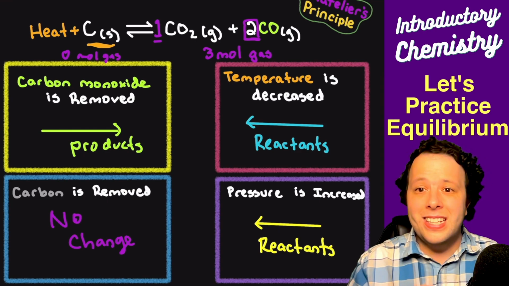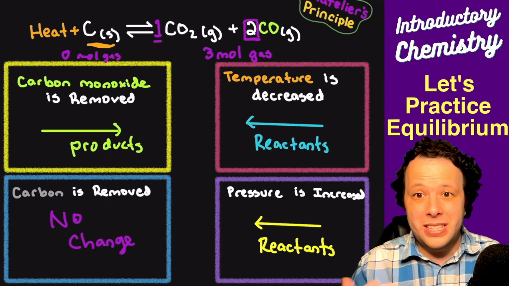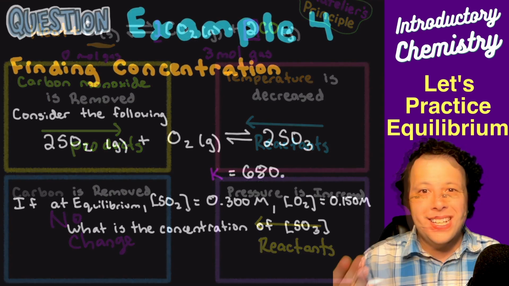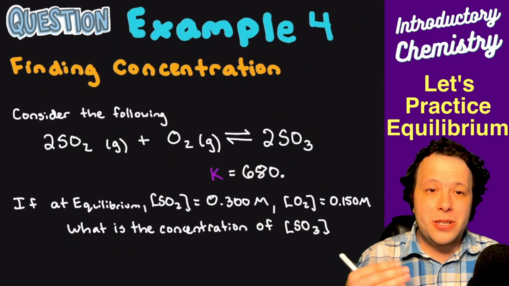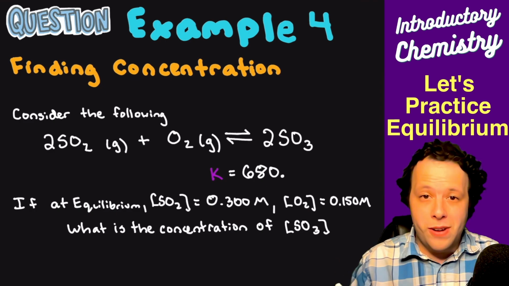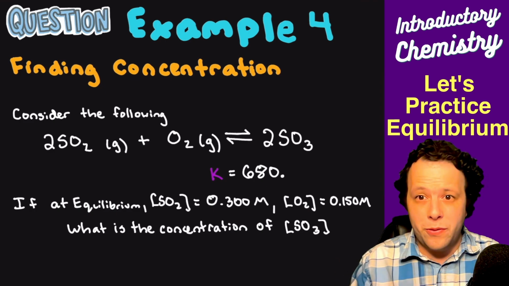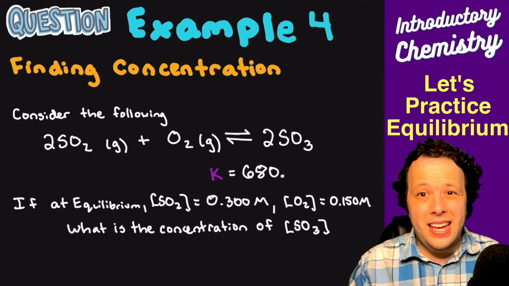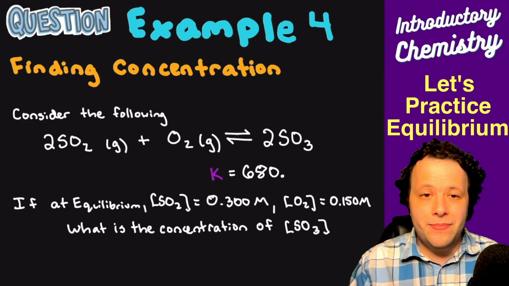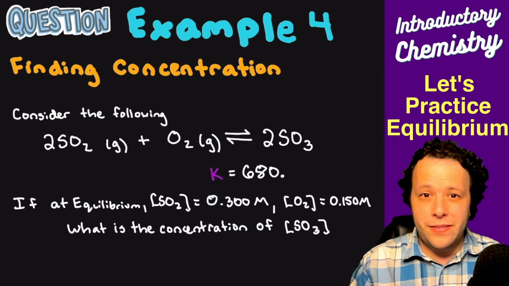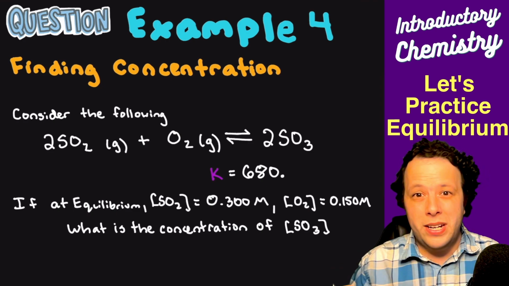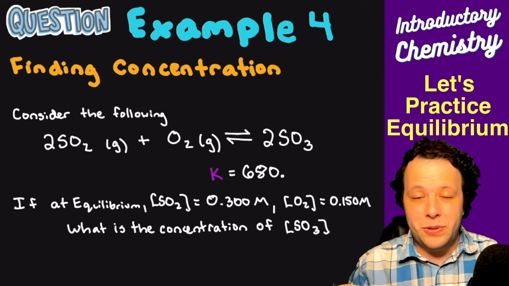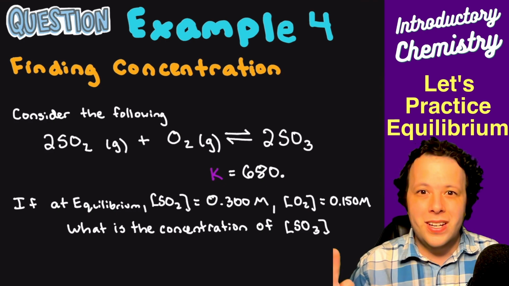All right, now that's how we look at Le Chatelier's principle. Let's take a look at our next example. Consider the following: I have 2SO2 reacting with oxygen gas to make sulfur trioxide, and I have a K equal to 680. At equilibrium, the concentration of SO2 is 0.300 molar and oxygen is 0.150 molar, and I ask, what is the concentration of SO3?